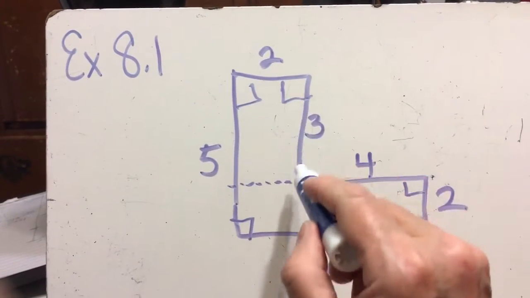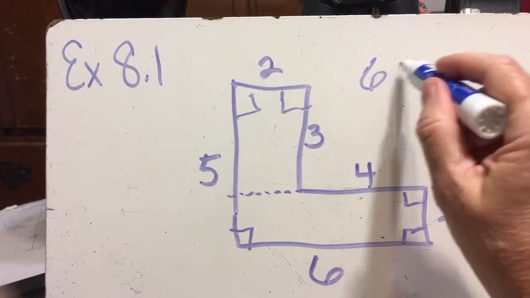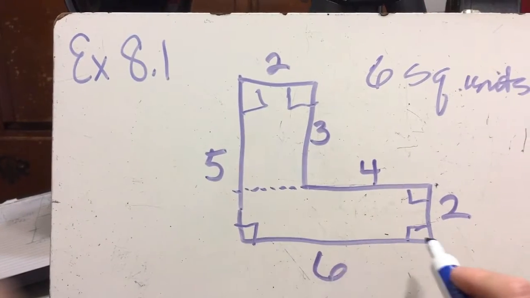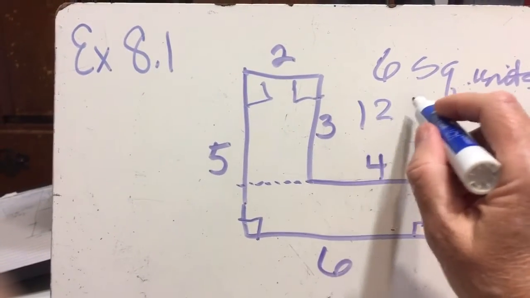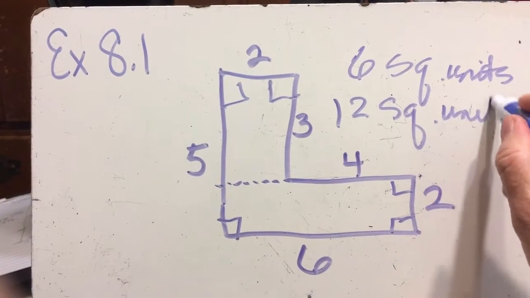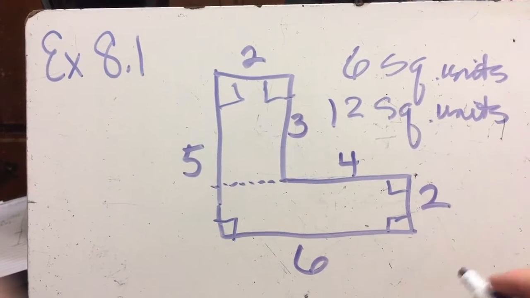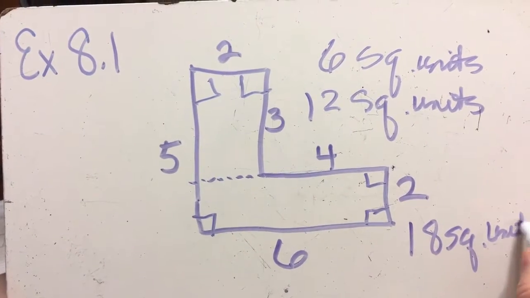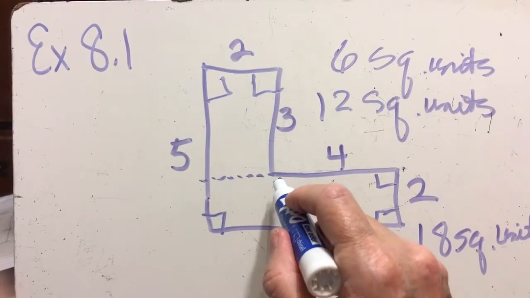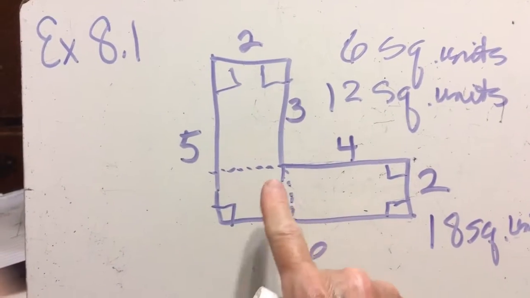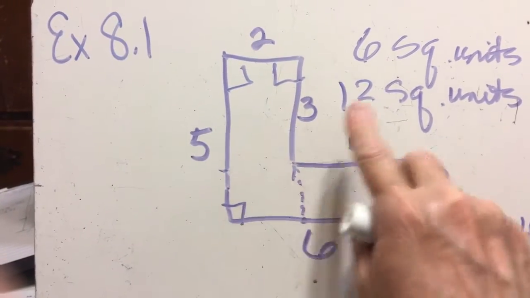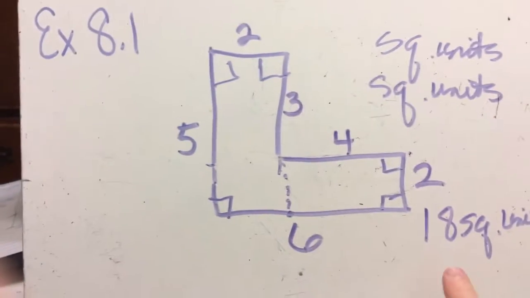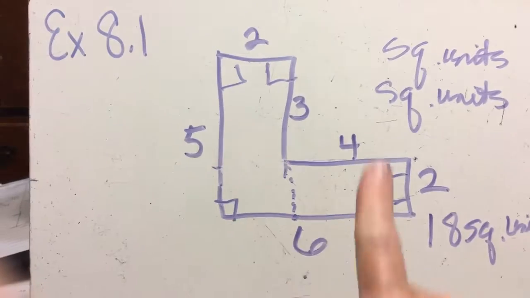So we have 3 times 2 is 6 square units. And then down here we have 6 times 2, which is 12 square units. So when I add those together, I get 18 square units. So now let's divide it the other way. Down here, and we'll take that off, and we'll erase this one and this one. But hopefully we'll still get the 18 square units, but we're doing the math a different way.